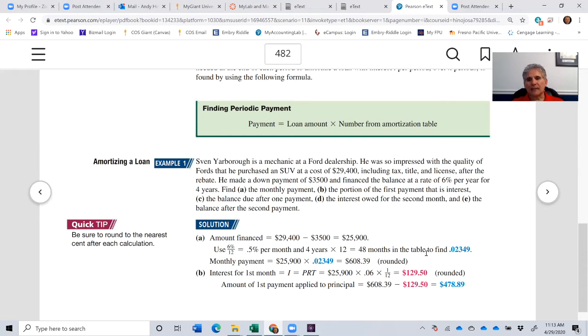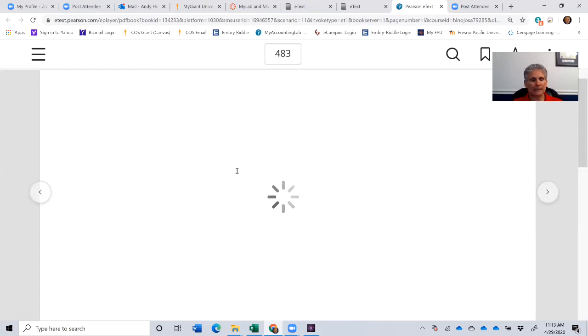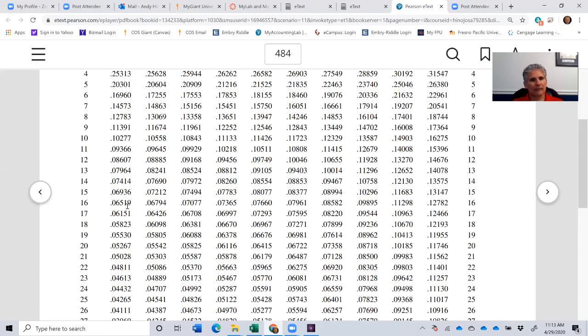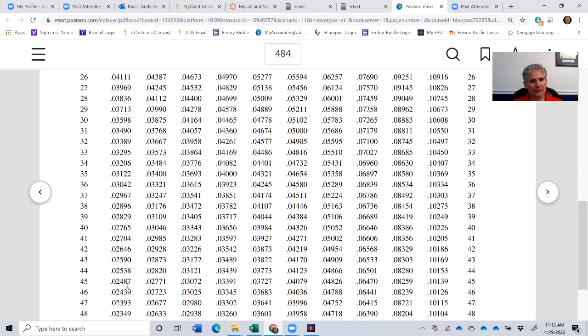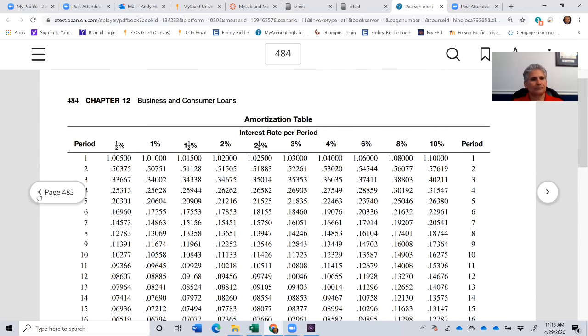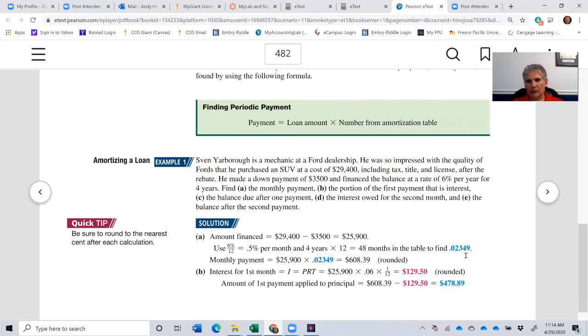So we'll find on the table using 0.5% and 48 months. We're going to scroll all the way down to 48, and the number is 0.02349. 48 months, 0.5%. Okay, 0.02349, just like we left up on the table.